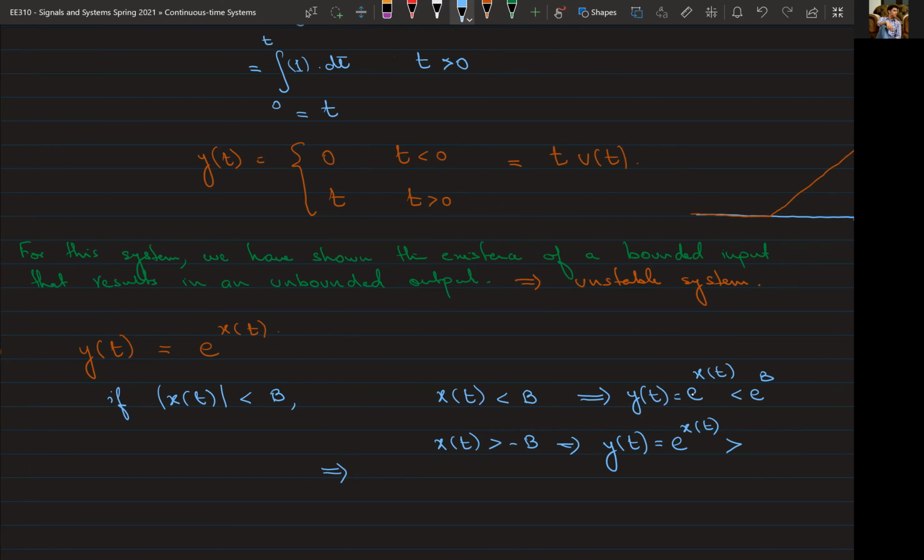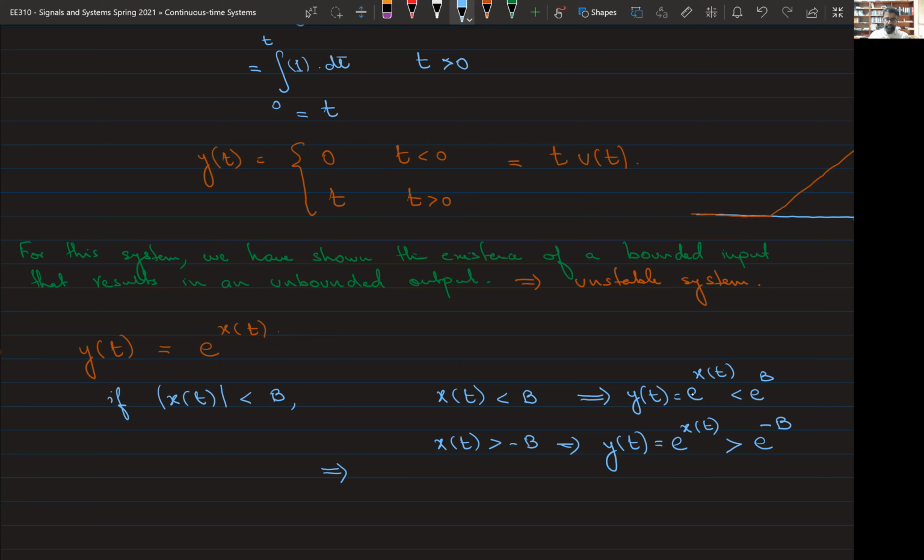It will be greater than 0, sir. Not 0, it will be greater than e raised to power minus b. It has to be greater than 0. Right, the denominator will be greater than 0, because e raised to power something is always positive. E raised to power a real number is always positive. So this must always be greater than 0.